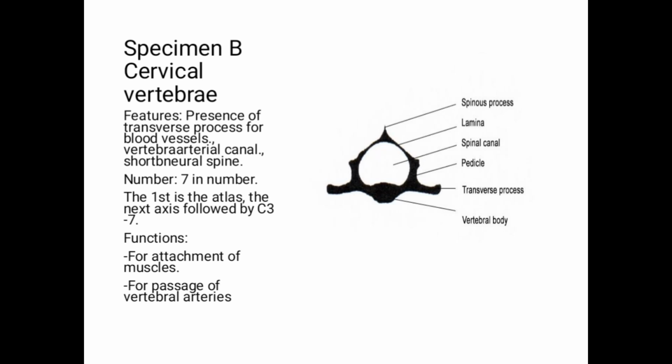Specimen B is the cervical vertebrae. You can see some of the features: the presence of transverse process for blood vessels, vertebral arterial canal, short neural spine. There are 7 in number. The first is the atlas, the next is the axis, followed by the C3 down to 7. Functions for attachment of muscles and for passage of vertebral arteries. You can see the diagram, you can see the spinal process, the spinal canal, the pedicle, the transverse process, the vertebral body.